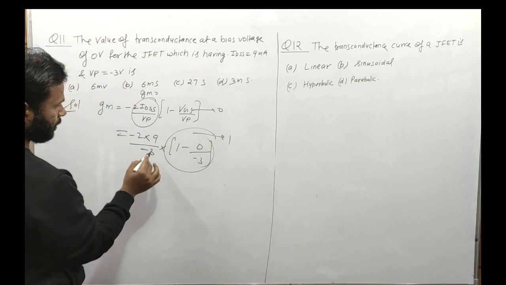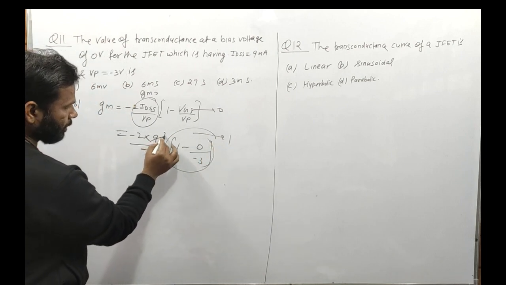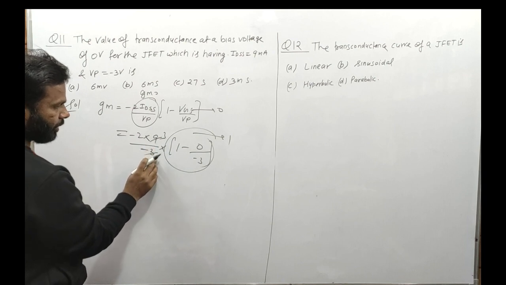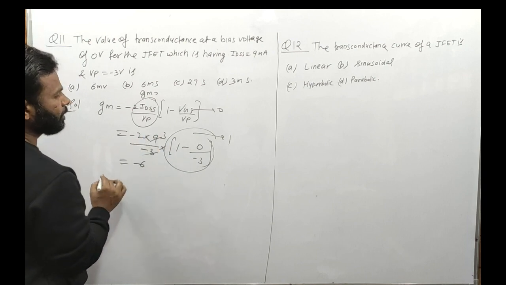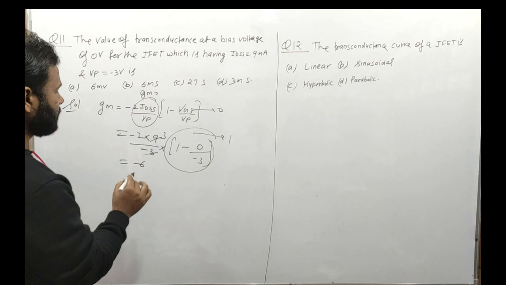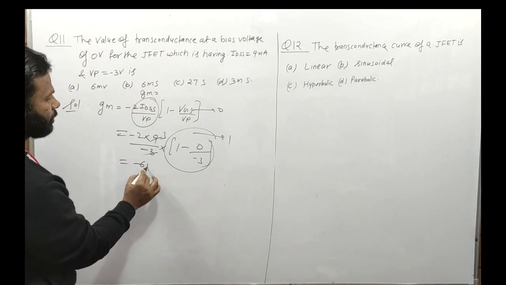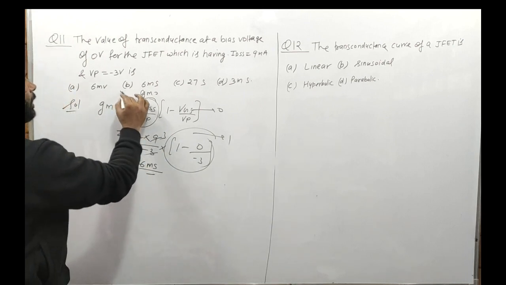So we get 1. So it is 3, 3 threes are 9. So it is -6 millisiemens. Is there any option of 6 millisiemens? Yes, so the correct answer is B.